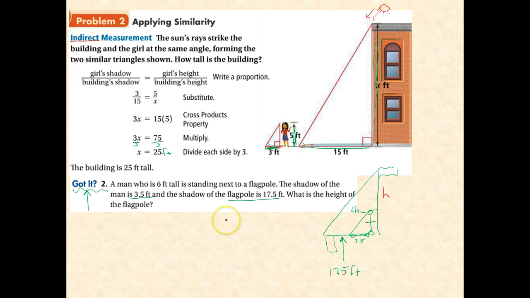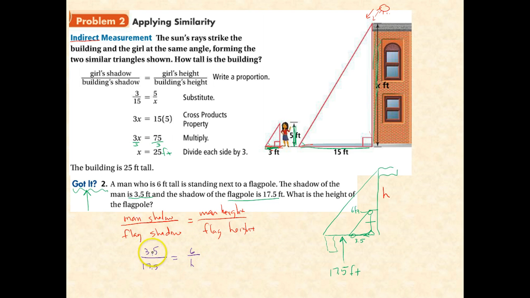So let's set up a proportion. Man shadow over flag shadow equals man height over flag height. Okay, so man shadow is 3.5 feet. Flag shadow is 17.5 feet. Man height is 6 feet. Flag height is h.